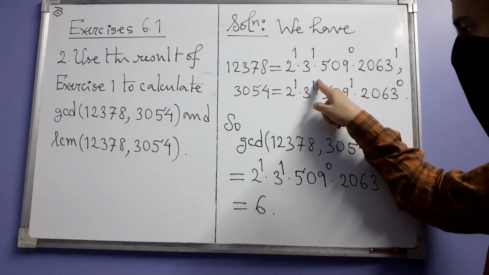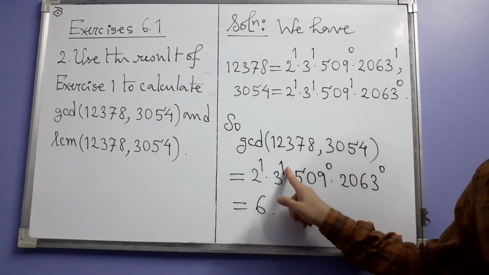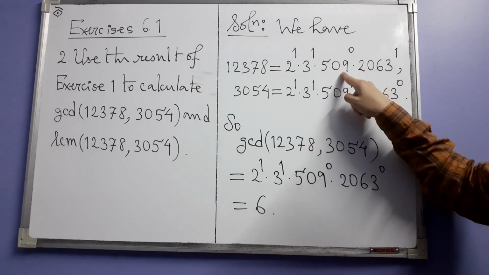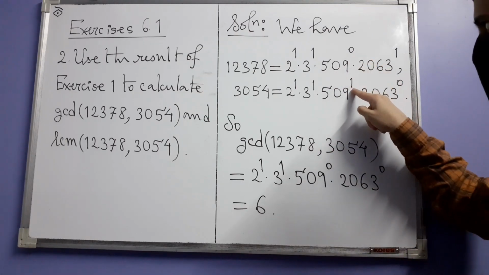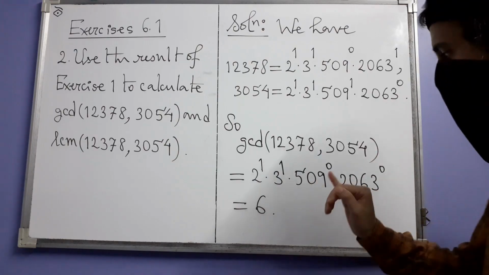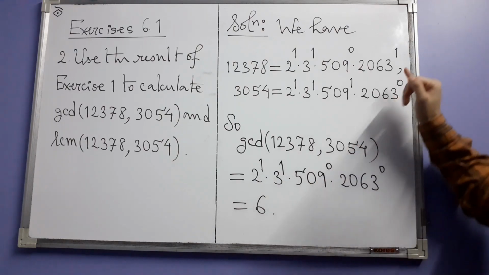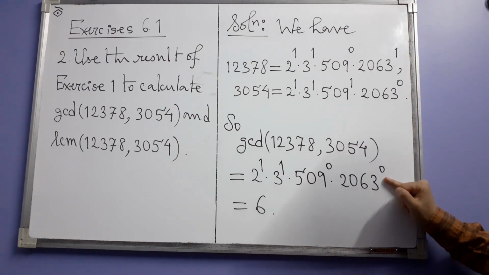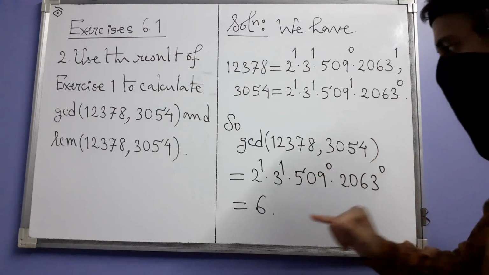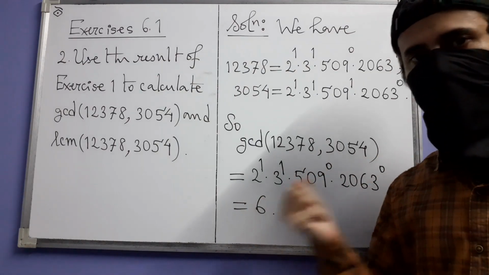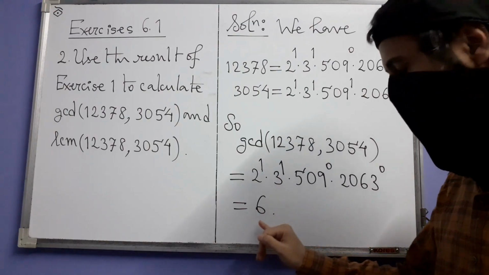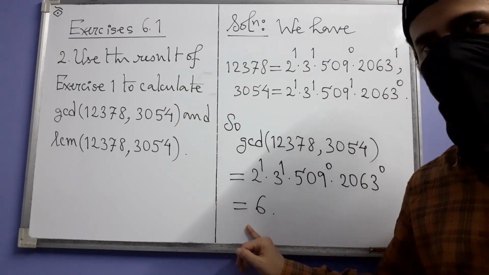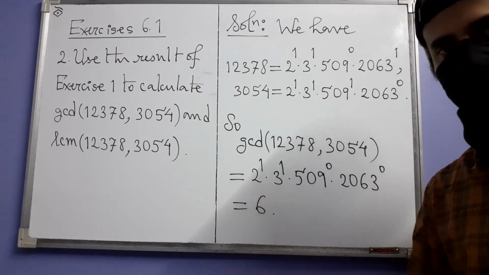Here also you have 1 and 1 and the minimum is 1, so you have 1 here. For 509, however, the exponents are 0 and 1 and the minimum is 0, so we put 0 here. Similarly, here the minimum is 0. So these primes actually do not arise in the GCD, and the GCD turns out to be 6. And next we go for the LCM.